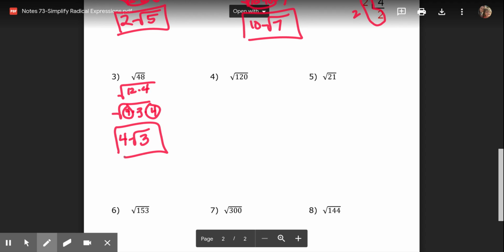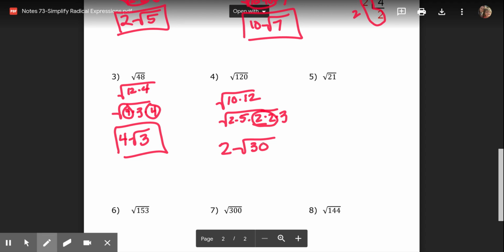This is 120. So again, anytime it ends in a 0, I would try to use, in this case, a 10. So 10 times 12, and then 10 would break down into 2 and 5, and 12 would break down into 2 and 6, and then 6 would be 2 and 3. Okay, so there's my 2 and 5, and then right here, 2 times 2 times 3. So we've got a pair of 2s right here, and it looks like that's it. So we have 2 square roots of 2 times 5 is 10, 10 times 3 is 30. 30 is an awful big number, but it can't be broken down anymore.